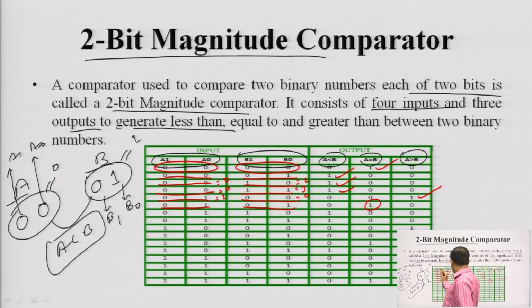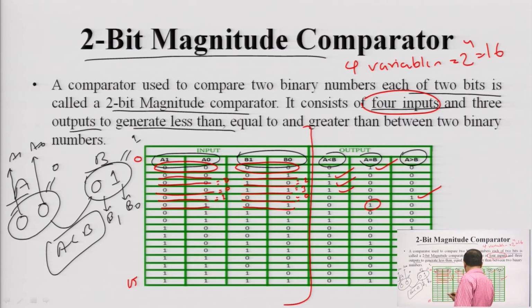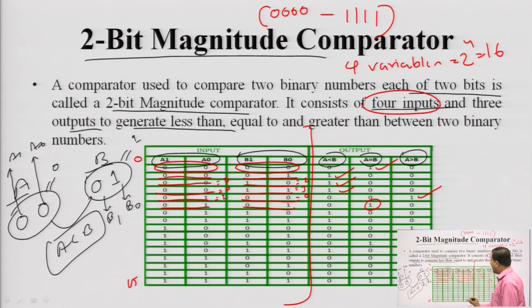And how to write this combination? So, you can simply write from 0 to 15. This combination, these 4 variables, already we are having 4 inputs. So, 4 variables. So, how many combinations? Total 16 combinations, 2 to the 4 means 16 combinations. So, this input part you can write from 0 0 0 0 to 1 1 1 1.